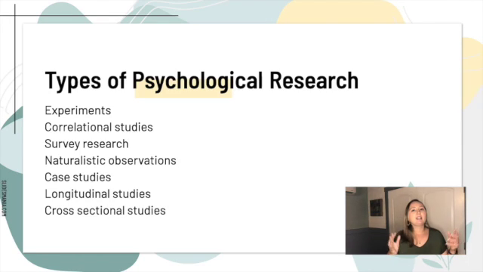All right, types of psychological research. So there's multiple different kinds of research. They all serve a different purpose. So we have experiments, which you're probably most aware of. We have what's called correlational studies, survey research, naturalistic observations, case studies, longitudinal studies, and cross-sectional studies. And I know that seems like a lot, but it will make more sense as we keep going.